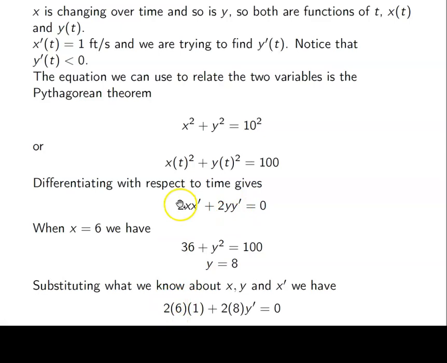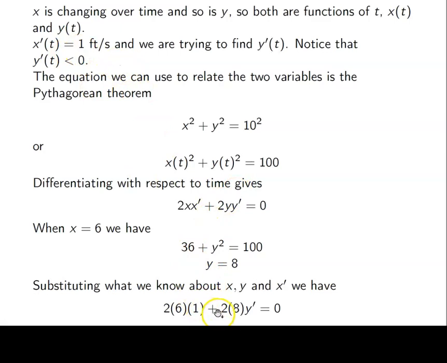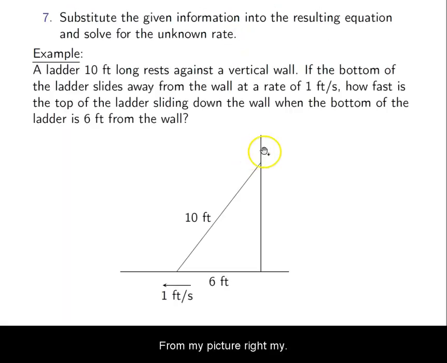So I plug in my 2, my x into my derivative, right? My x prime, which is 1 foot per second, and my 2, my 8, and my y prime. So now I can isolate my y prime. So this is 12 plus 16y prime. When I isolate y prime, notice what happens. I move this to the other side, it becomes negative. When I divide by 16, I have a derivative that's equal to a negative value, which makes sense from my picture, right? My height here is decreasing. So, 3 seconds, right?